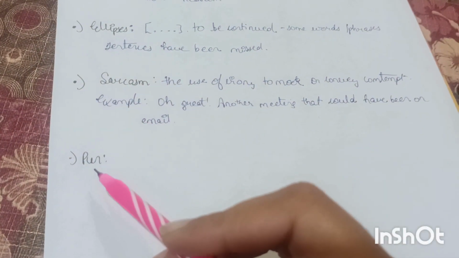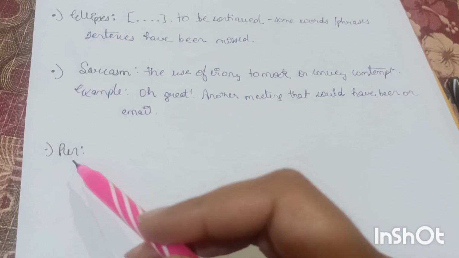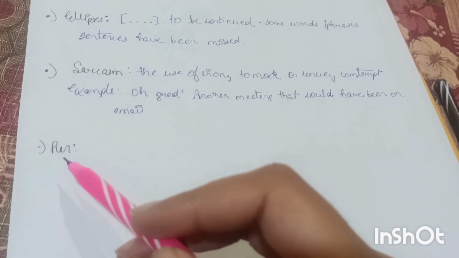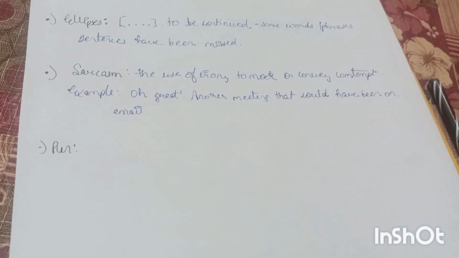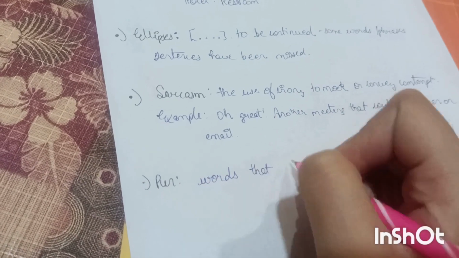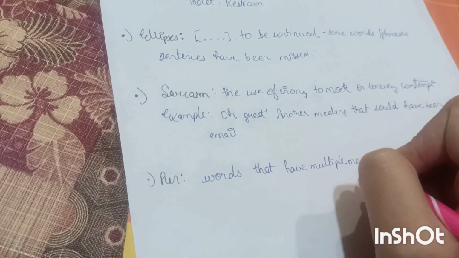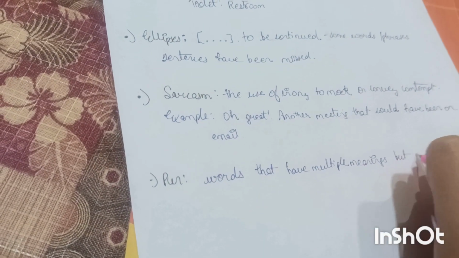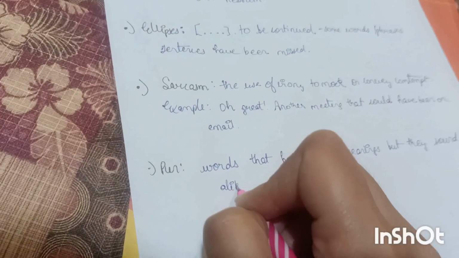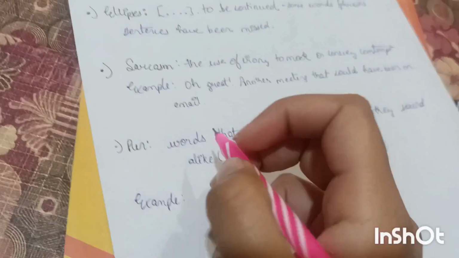The other one is pun. So what happens in this case is that there are some words that have more than one meaning. You can say that they have multiple meanings, okay? But their sounds are similar, okay? So these are known as pun words. So you can write it as words that have multiple meanings but they sound alike, okay? So alike over here means similar, okay? So now let's see the example in this.